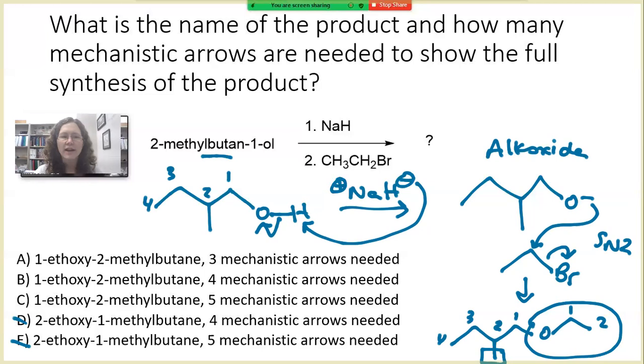So the distinguishing factor between our last couple of answer choices is the number of mechanistic arrows that we needed for the mechanism. And if we count our arrows up, we needed 4 total mechanistic arrows. And so our answer is going to be B, where the name of the molecule is 1-ethoxy, 2-methylbutane, and we needed 4 mechanistic arrows to show the Williamson ether synthesis.